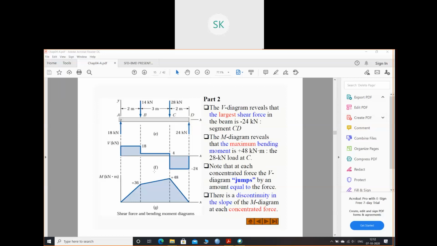So this figure says that, when you design, you need to find the maximum bending moment. So this 48 is your maximum bending moment. And this maximum bending moment is due to this 28 kilonewton load. And the V diagram reveals that the largest shear force in the beam is minus 24. So the largest shear force in the beam is your minus 24.